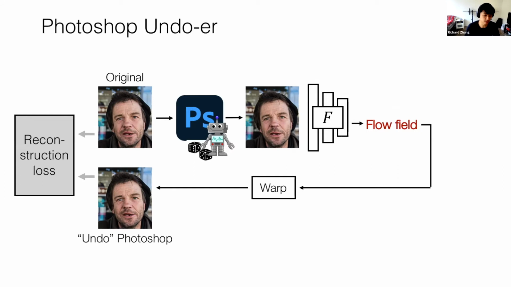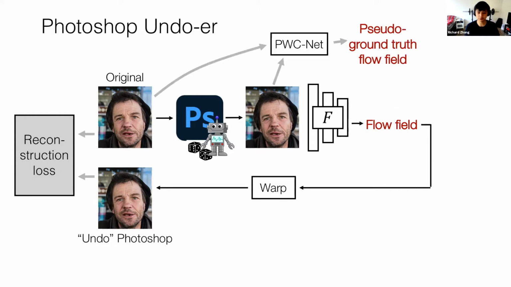So one thing is that you want to supervise the difference between the original photo and the undo. So you want a reconstruction loss in pixel space. But from there, you also need some intermediate supervision as well. So what we can do is take the original and the photoshopped, run it through PWCnet and get a flow field, and we'll call that a pseudo ground truth flow field. And then we can supervise this flow field as well. So it turns out it takes both these losses to get some sort of system that works well.